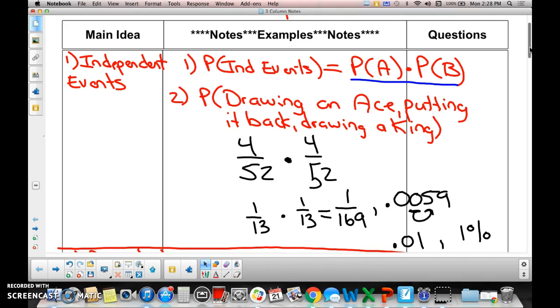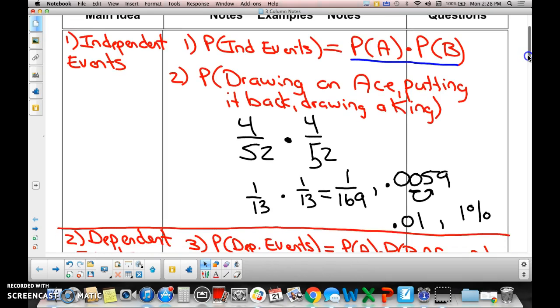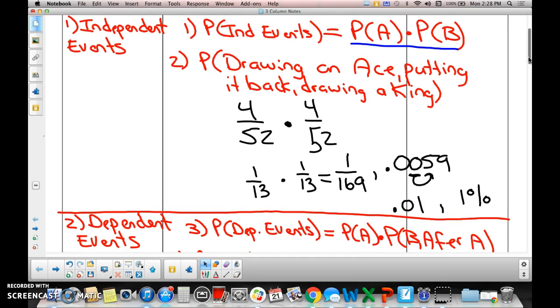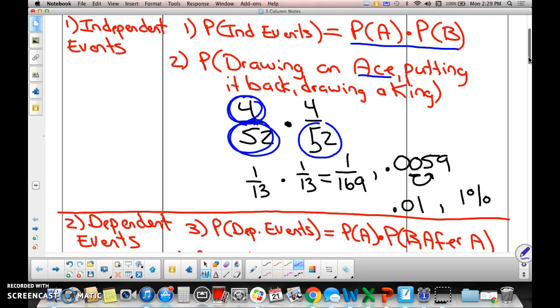Okay, and then you see an example down below where we drew an ace, we put it back, we drew a king. For those of you that struggle with decks of cards, there are 52 cards in a standard playing deck, and there are 4 of every single type of card: 4 kings, 4 queens, 4 aces, 4 fives, 4 sixes, 4 sevens, and so on. So if you draw an ace, you have a 4 out of 52 chance of drawing that ace. If you put it back, how many cards would be left in that deck before you draw your next one? 52. And what would be the probability that you would draw a king?